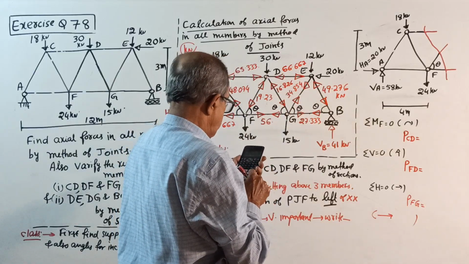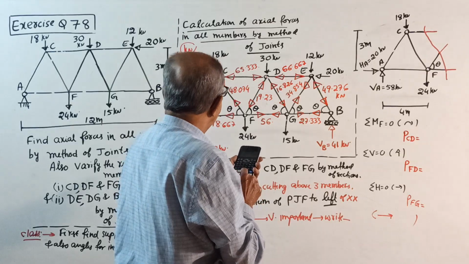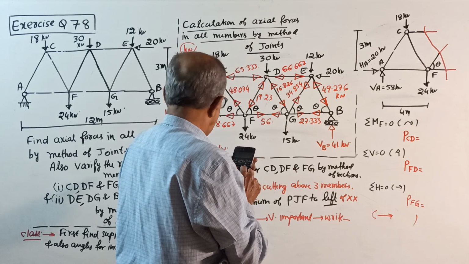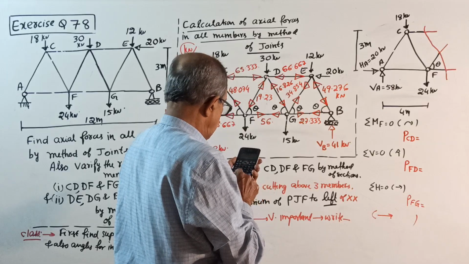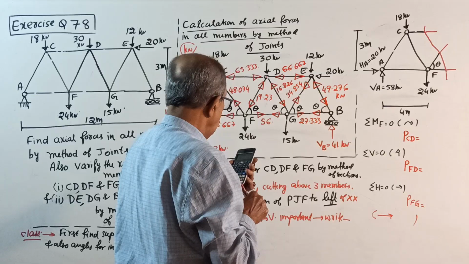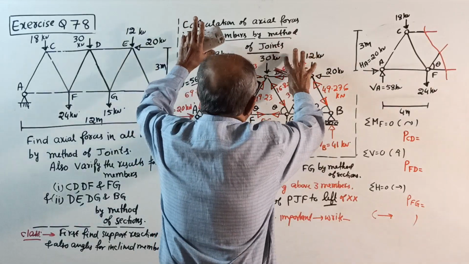65.333 minus 66.667 plus 19.23 into cos 56.31 is 9 point something, minus 16.826 into cos 56.31 is 0.00. Perfectly correct. Over. Now, this is the answer.